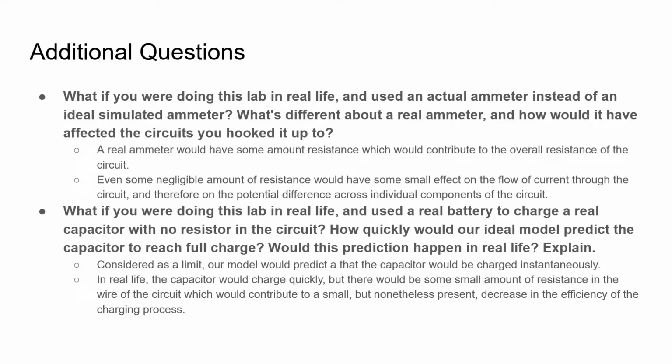And we could confirm that the ideal simulated ammeter in our model did not have any resistance because the potential difference across it was not different from what we would have expected. It was 0. So even some negligible amount of resistance in a real ammeter would have had some effect on the flow of current through the circuit and also on the potential difference across the ammeter in the circuit.